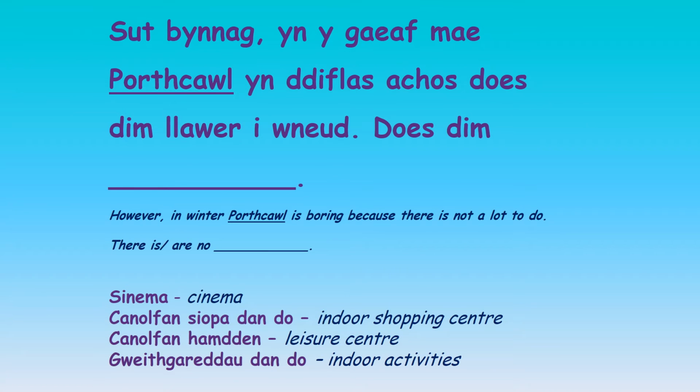You could then give the opposite or negative opinion. In this way, you can vary your sentence patterns, not only making it more interesting for your listener, but also improving any possible marks that you might get if you are talking about your area as part of a test or assessment. For example, sut bynnag, yn y gaeaf mae Porthcawl yn ddiflas achos does dim llawer i wneud. However, in the winter, Porthcawl is boring because there's not a lot to do. Does dim, there is or there are no.